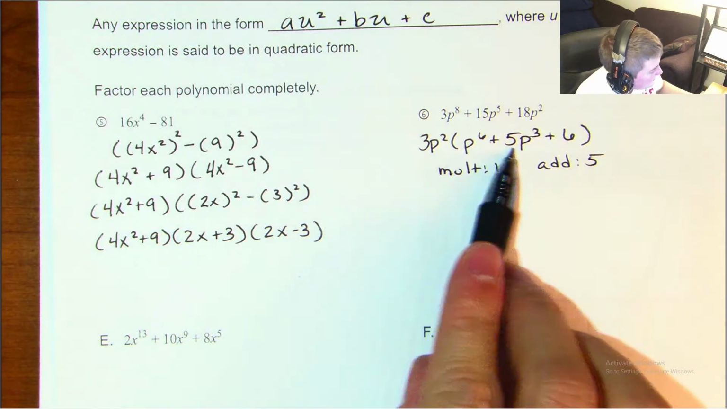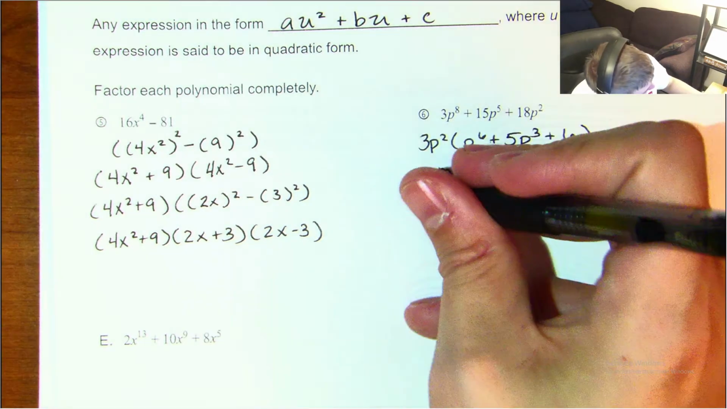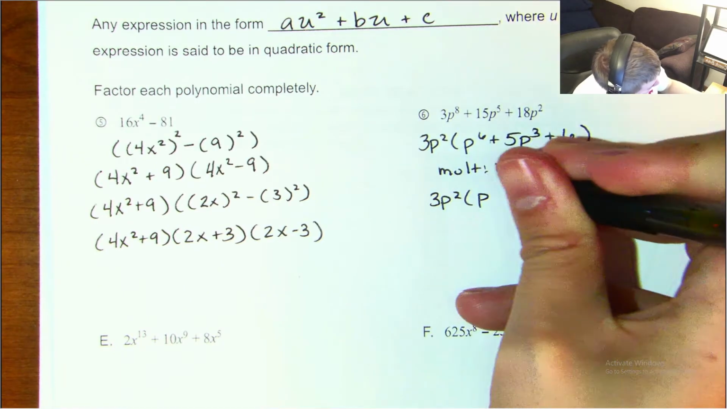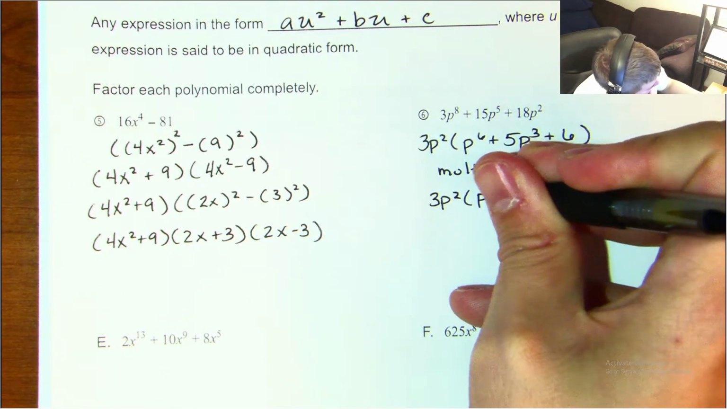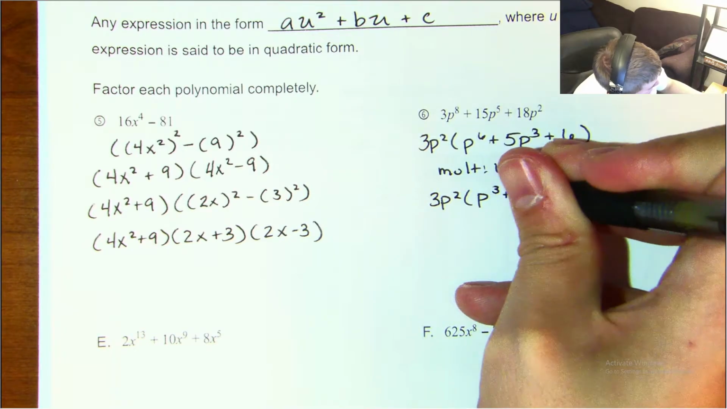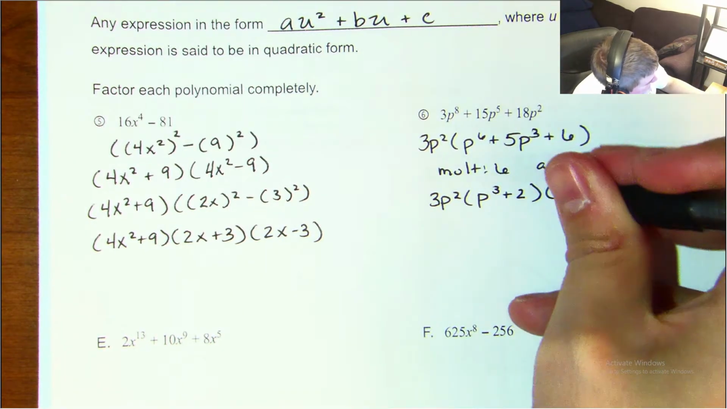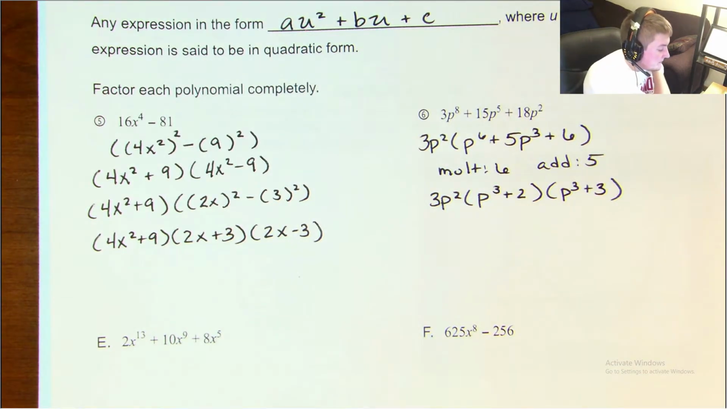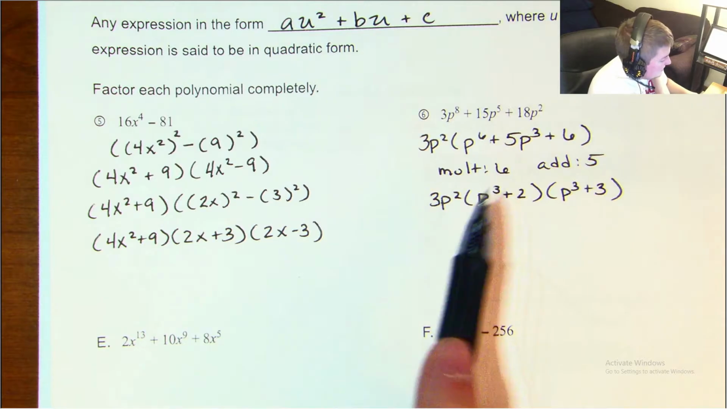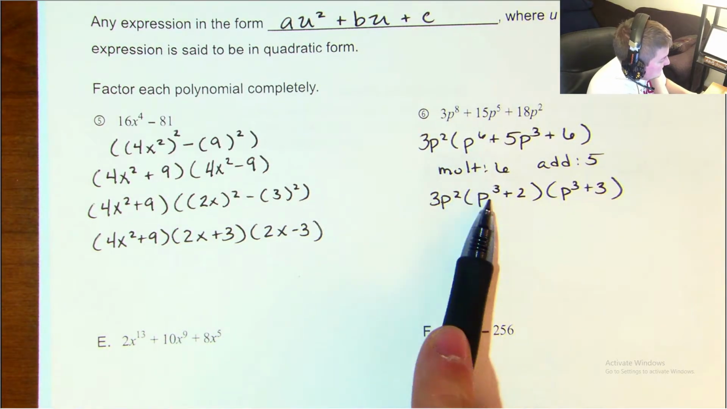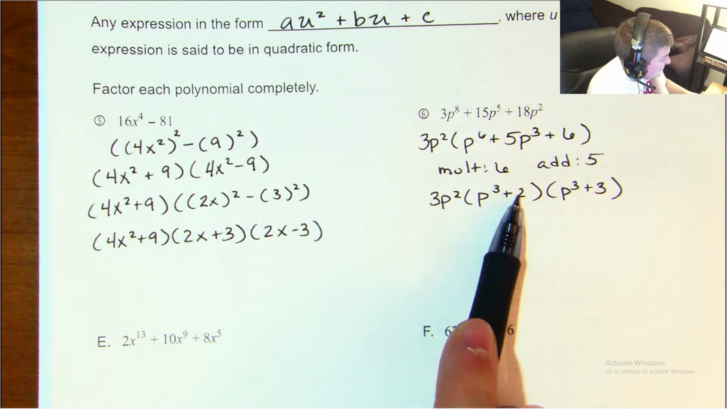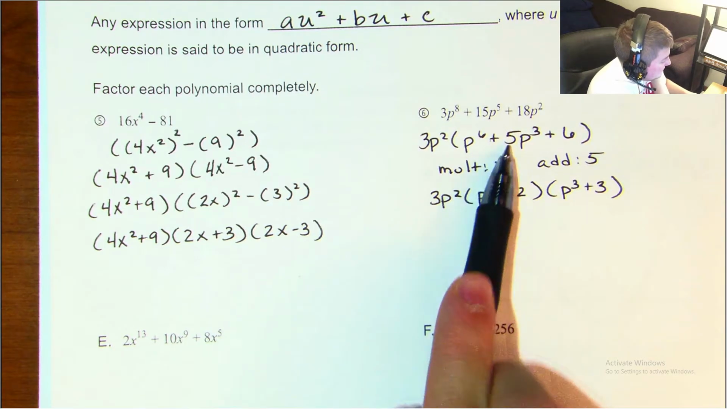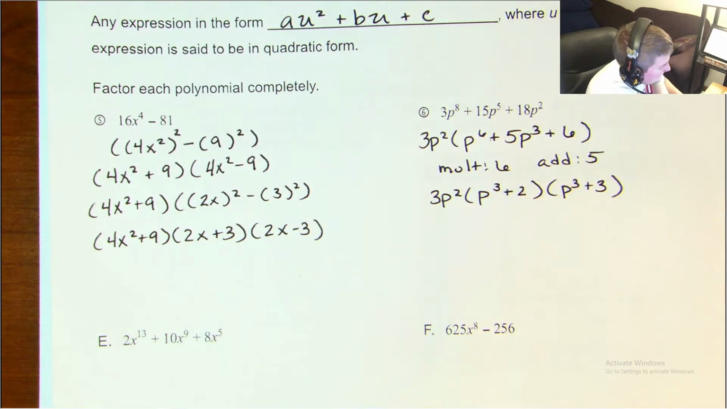Because I have 3 terms and my a value is 1, we're going to get 3p squared times p cubed plus 2 times p cubed plus 3. Because p cubed times p cubed is p to the 6. P cubed times 3 is 3p cubed. 2 times p cubed is 2p cubed. 3p cubed and 2p cubed are 5p cubed. 2 times 3 is 6.